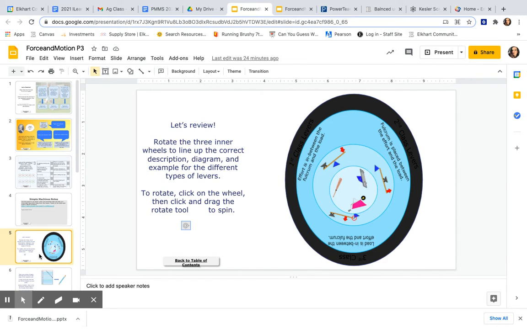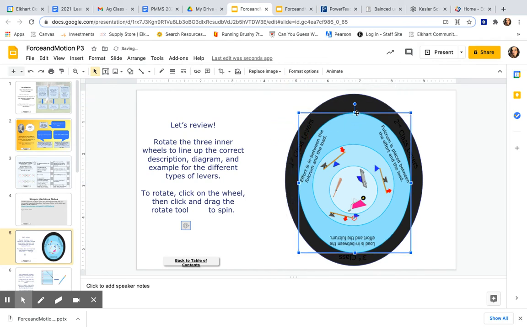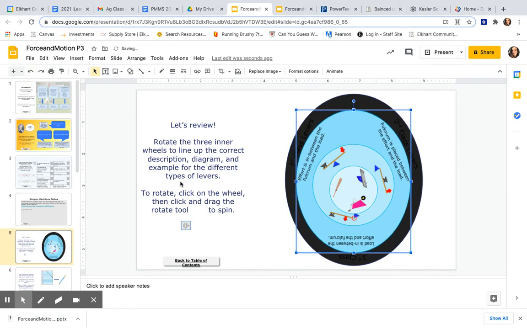I want you to rotate the 3 inner wheels to line up the correct description, diagram, and examples to the different types of levers. To rotate, you'll click on the wheel and then click and drag the rotate tool. So you'll do this, and you will rotate it by moving it. You're going to click on it and hit the rotate tool here. So this is your rotate tool. If I can get it to rotate properly.